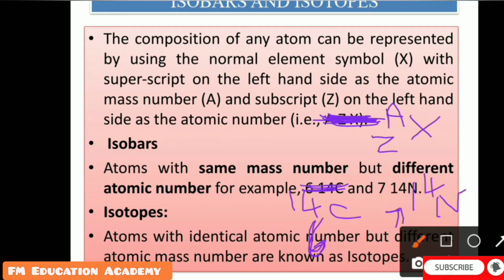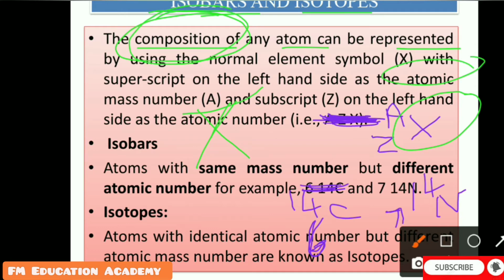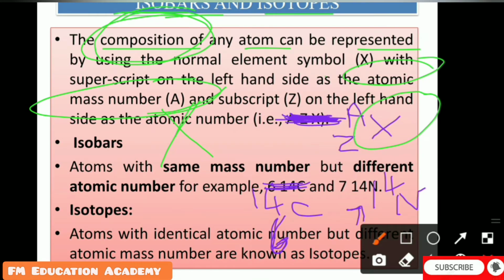So before going into what isobars and isotopes are, I want to explain how we represent the atomic number and mass number for any element. For example, there is an element X. For any element X, we need to show how much atomic number and how much mass number it has. That is represented by mass number A and atomic number Z, so it will be represented as X with Z and A. On the bottom left Z will be written and on the top left A will be written.